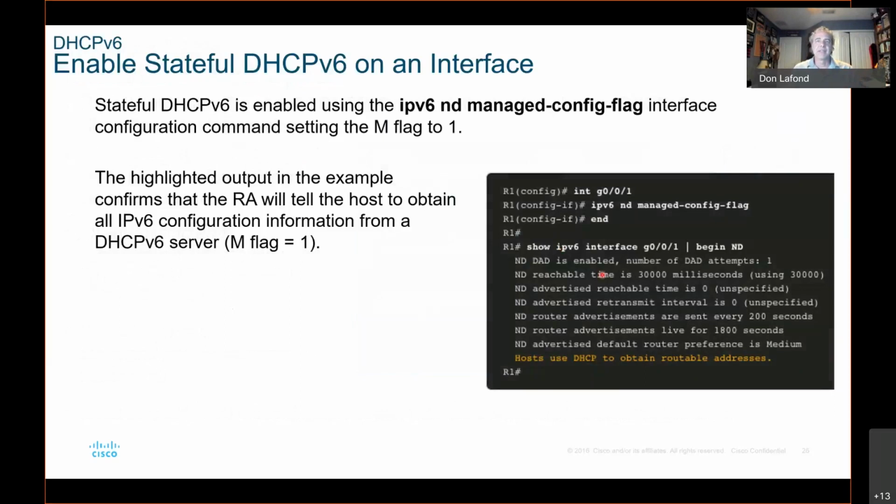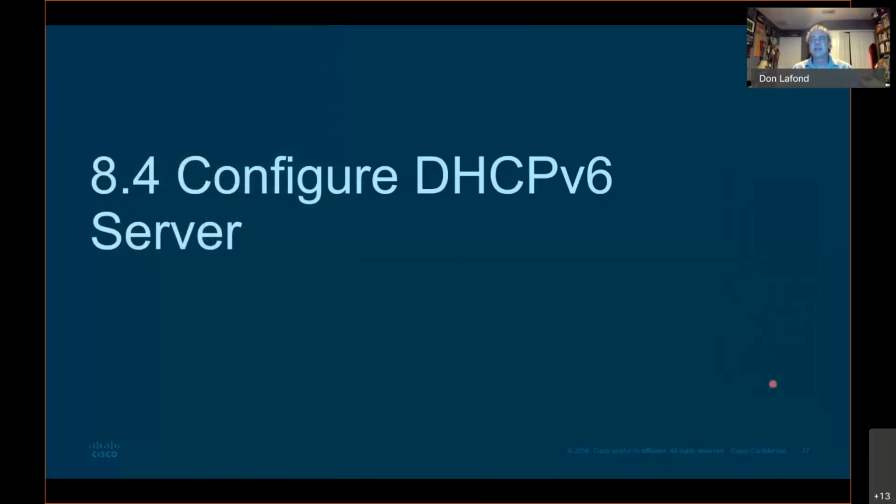And then now you can do that same command we did a moment ago to show in your interface, show IPv6 interface. Go look at the interface to see what the flags are set, and begin with neighbor discovery. And then here you can see host use DHCP to obtain routable addressing. Let's go configure DHCPv6 server on the router.